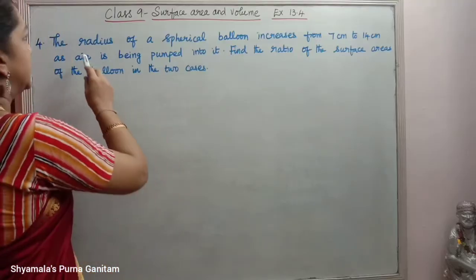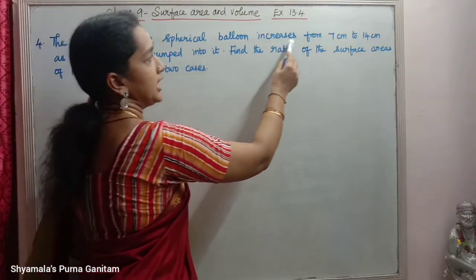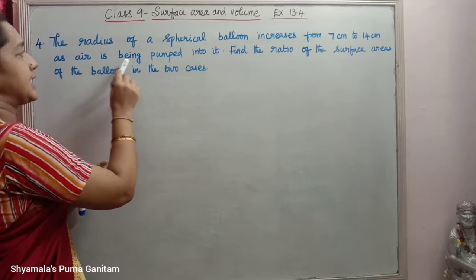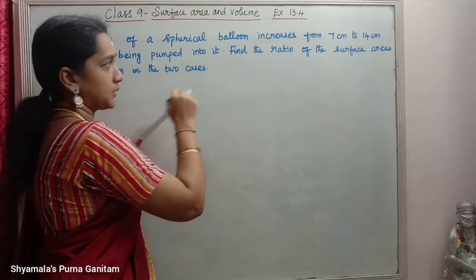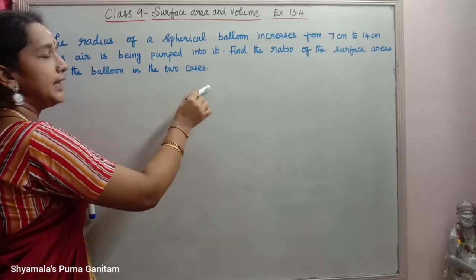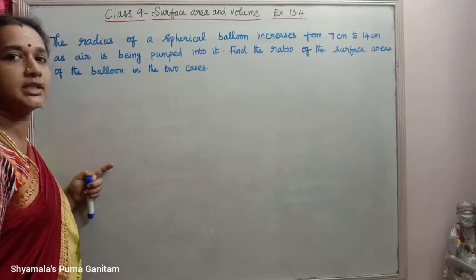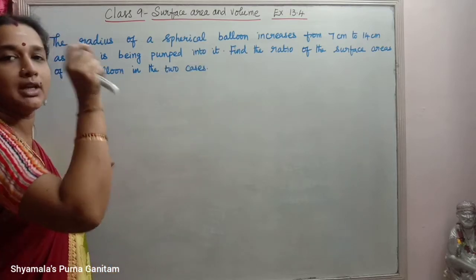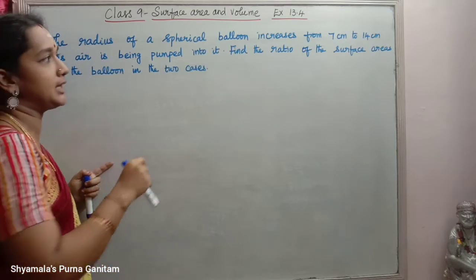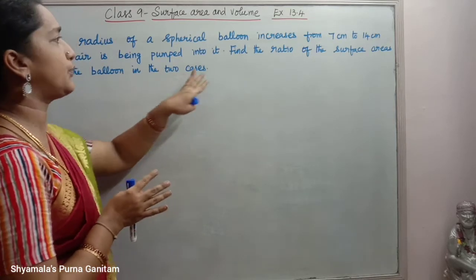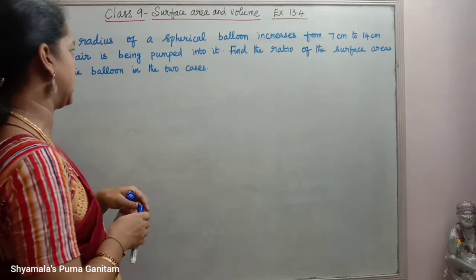Okay. The radius of a spherical balloon increases from 7 centimeter to 14 centimeter as air is being pumped into it. Find the ratio of the surface areas of the balloon in the two cases. So we are asked to find the surface area of the spherical balloons. One is of radius 7 centimeter, the other one is of radius 14 centimeter, and we are asked to find the ratio of their surface areas.